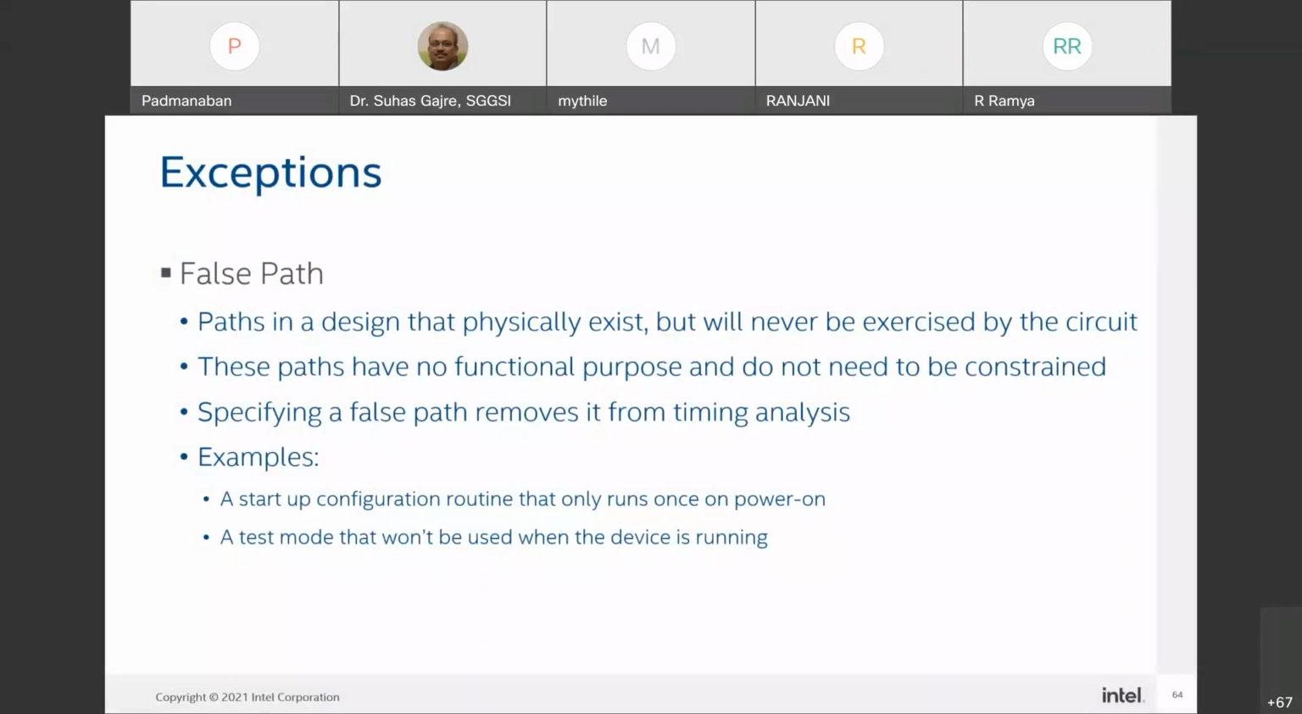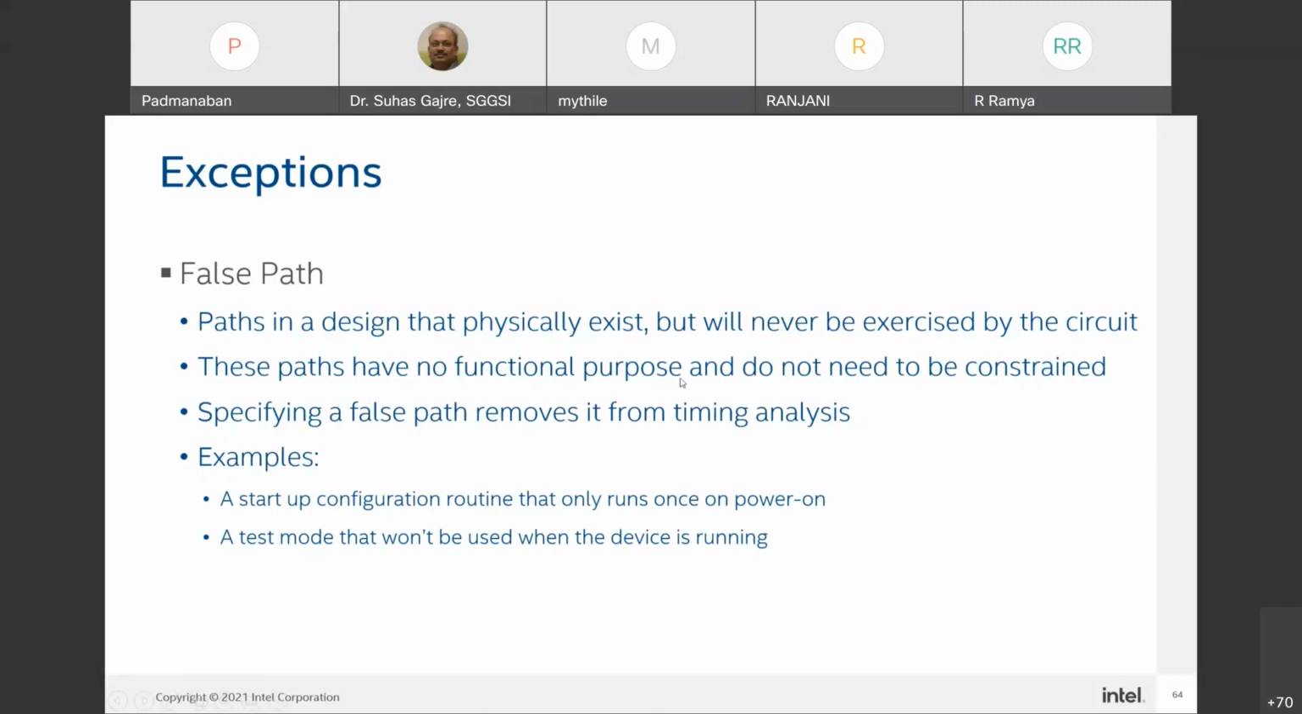False paths are paths in a design that physically exist, but will never be exercised by the circuit. That means they won't be exercised by any of the test vectors. When a path is not getting exercised by any of the test vectors, that would be a false path in the design. So how a false path looks is what we need to understand.